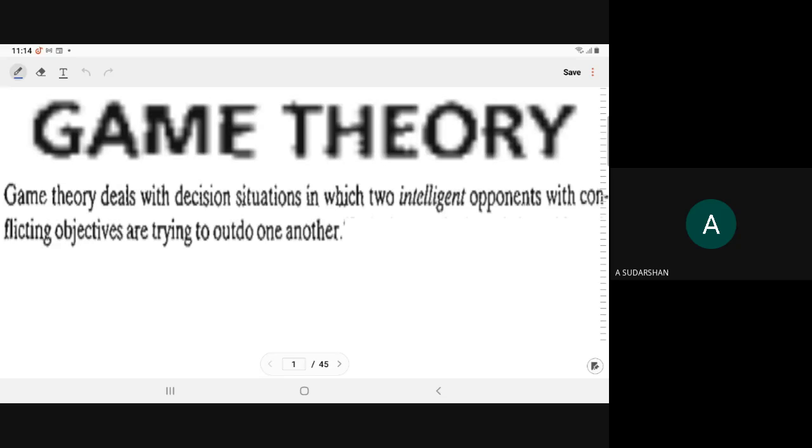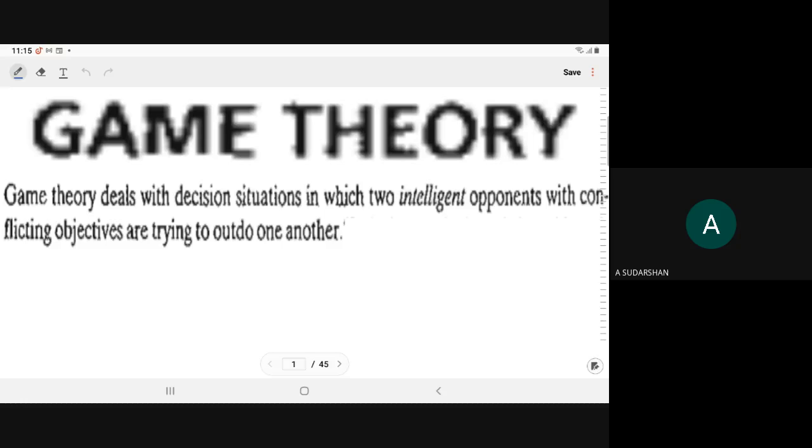Game theory deals with decision situations in which two intelligent opponents with conflicting objectives are trying to outdo one another. For example, in cricket, we have two teams. Both want to win, right? Both teams have some specific strategy. Some particular team has a good batsman, some has a good bowler or fielders, right? So we have different strategies. Using those strategies, both teams want to win the game. That is what we mean by intelligent opponent.